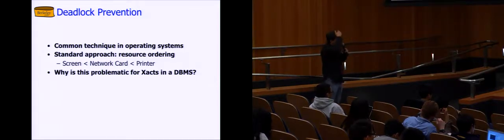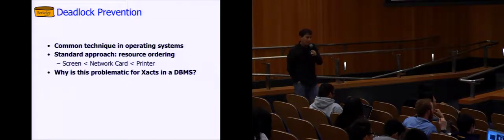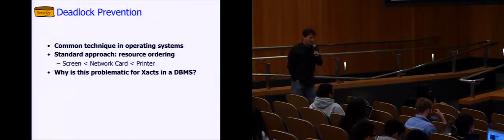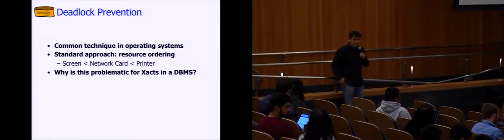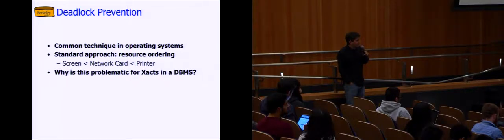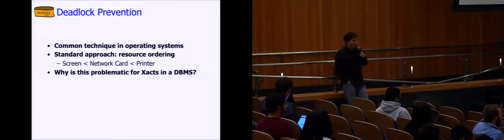So, for example, you might say the screen comes before the network card comes before the printer. So if you want to lock the network card, first you have to lock the screen. Right? It's sort of crazy, but with some resources, this isn't crazy. And so you always have to lock things from left to right. And so you can be sure that if you've got the network card, then you can't be waiting for somebody who's got a lock on the screen. All right? So you have a total order on your resources, and then you can have no cycles of waiting. Why is this problematic for transactions in a database? Why can't we do this?